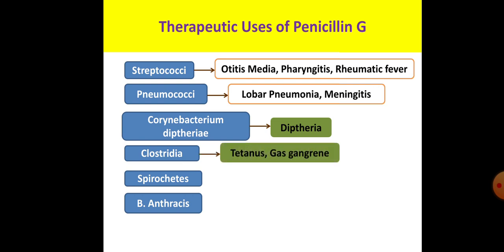Same way with the Clostridium. Tetani will lead to tetanus, and welchii will lead to gas gangrene. And along with the anti-tetanus serum, penicillin G is the drug of choice.